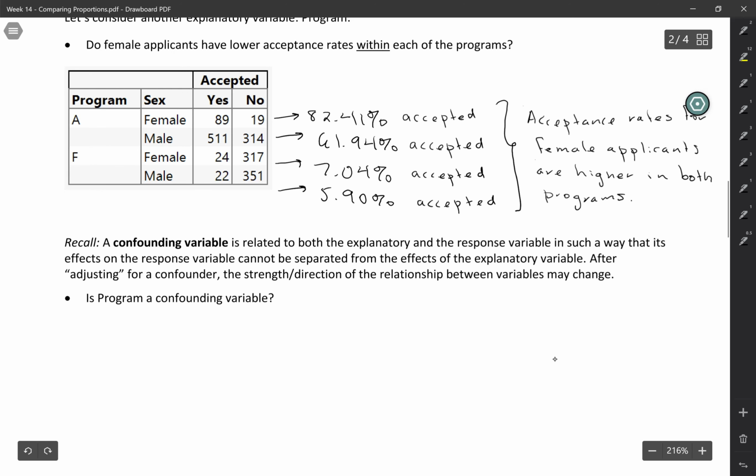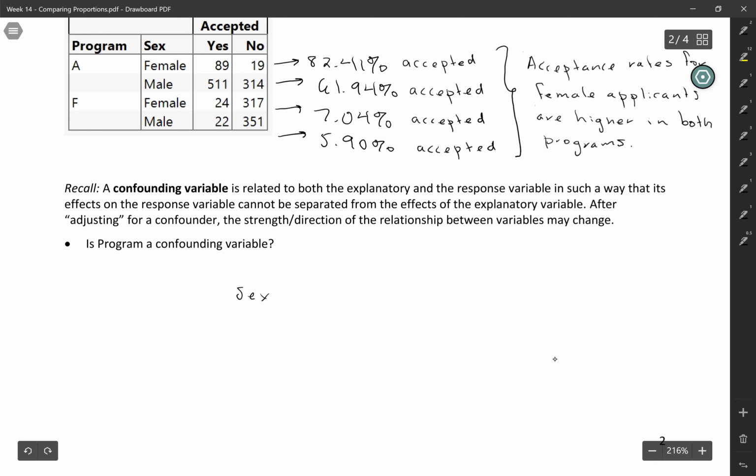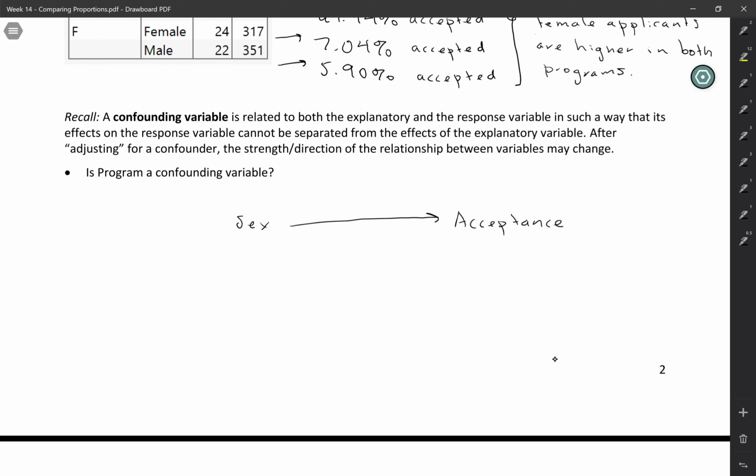So let's think about whether program meets our definition of a confounding variable. First, let's set up a little diagram where we have sex as our explanatory variable, and we're using that to predict acceptance. And we want to know whether program is a confounder. To meet the definition of a confounder, it would have to be related to both the response variable and the explanatory variable.